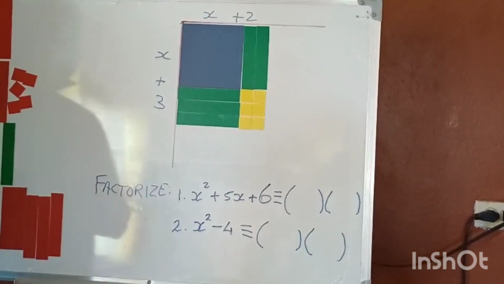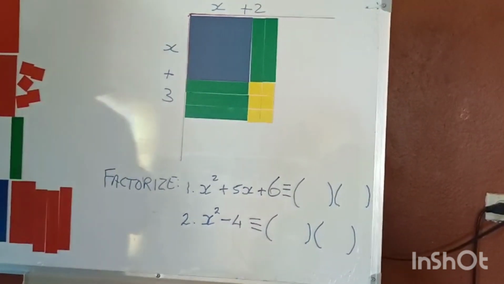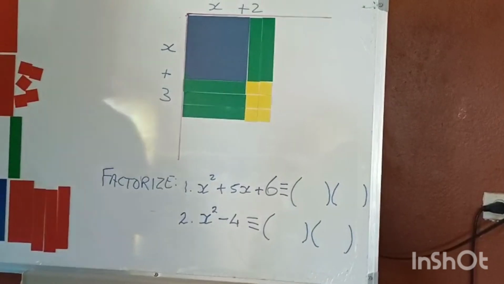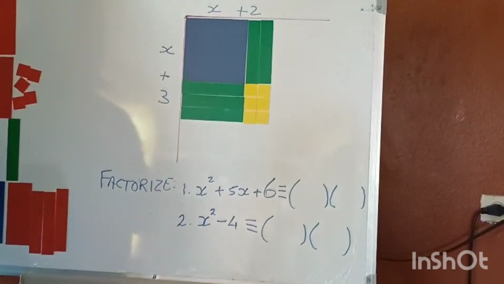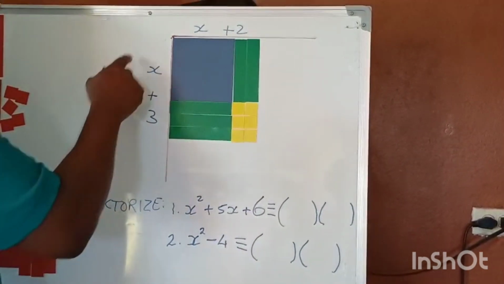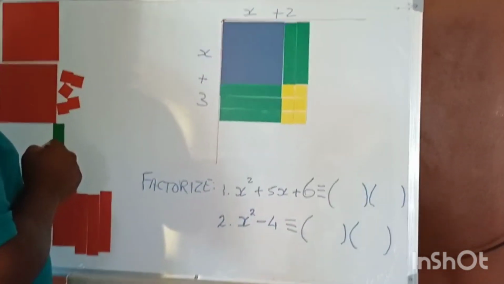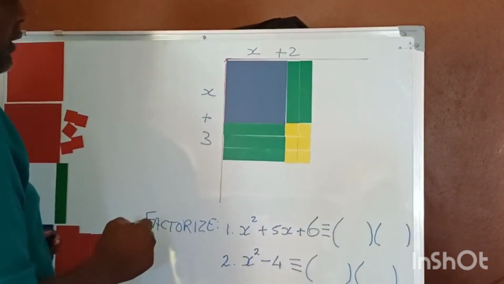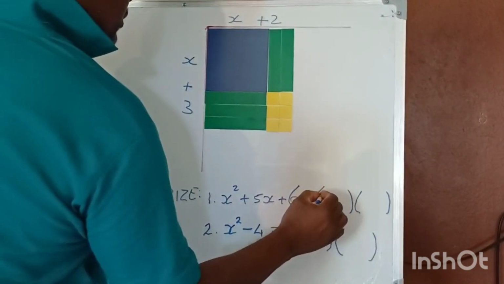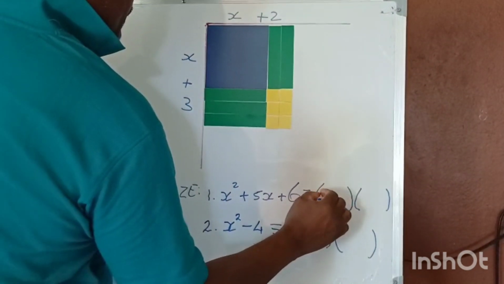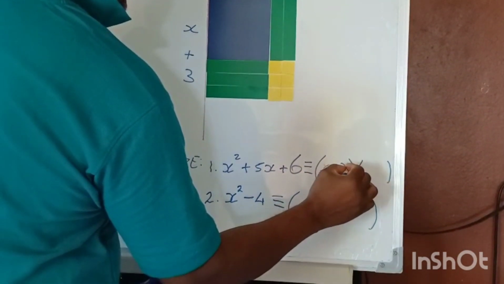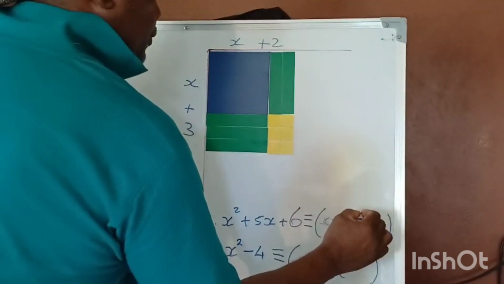Keeping in mind that area is very significant in the factorization process. So the area of this tile is represented by this side times this side. And so therefore our factorized version of this trinomial is x plus 3 into x plus 2.